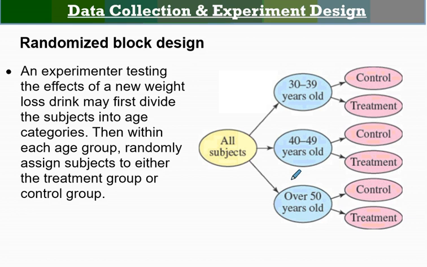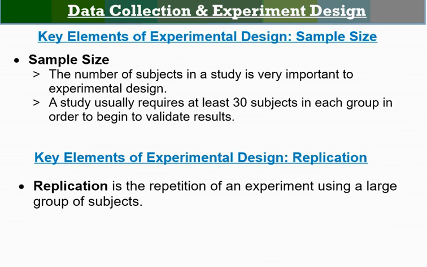So the idea here is that you don't want a situation, just through random assignment, where the control group turns out to be mostly 50-year-olds. Well, that wouldn't be representative based on age, because you want to control for age. So you split up based on age, and then within each of the groups you decide who's going to have the control and who's going to have the treatment.